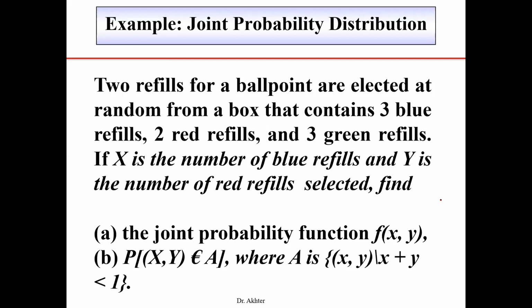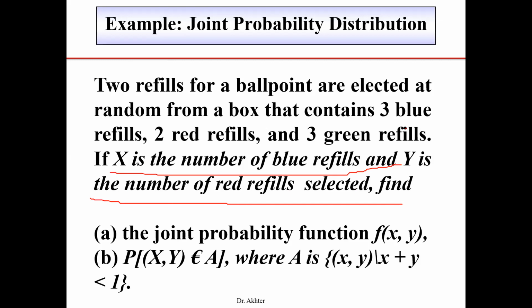The first thing, the steps are the same, the 6 steps as I defined earlier. You have to define the random variable. Step number 1 is already given here. X is the number of blue refills, and y is the number of red refills, right? So these two are given here. Now you have to find all possible values of x and all possible values of y. This is step number 2.